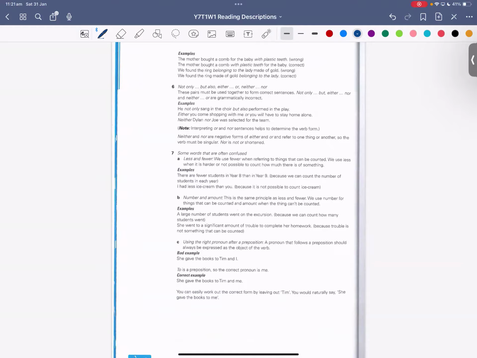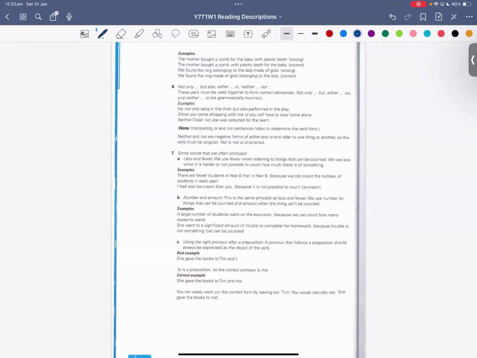Not only, but also; either, or; neither, nor. These pairs must be used together to form correct sentences. Not only, but either, or and neither, but are grammatically incorrect. Examples: he not only sang in the choir, but also performed in the play. Either you can come shopping with me, or you will have to stay home. Neither Darwin nor Jordan was selected for the team.